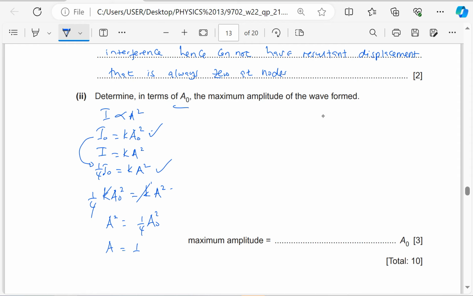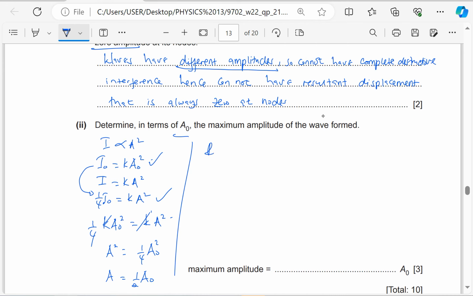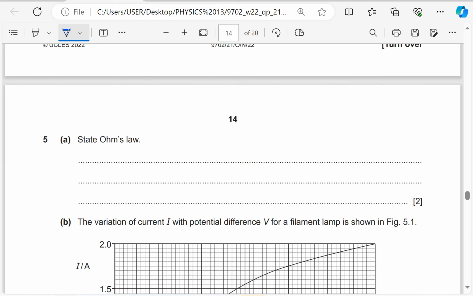But we want the maximum because the principle of superposition here applies. So the resultant amplitude, because they want the maximum amplitude. Resultant amplitude is the algebraic sum. So if it is maximum, we shall sum A naught for the first one plus a half A naught for the second one, which gives us, I think, 3 over 2 of A naught, which is 1.5. So the answer here is going to be 1.5.